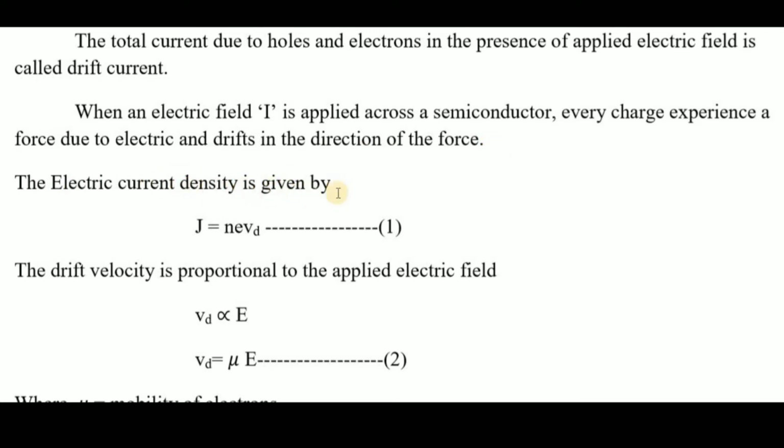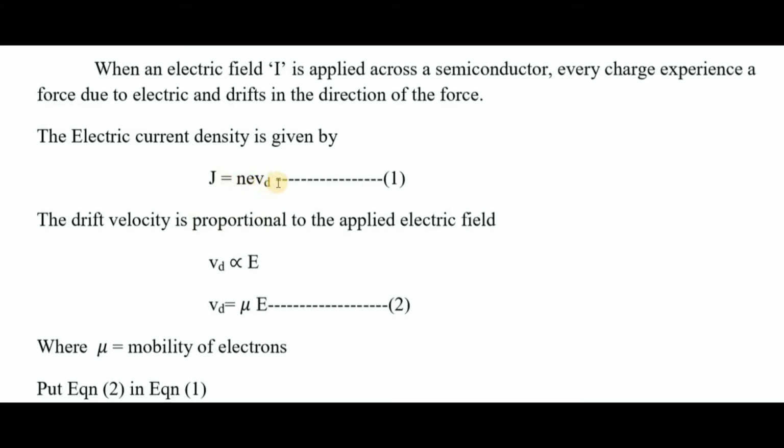The electric current density is given by J equals N e V_D. N means the number of charges per unit volume, e means the charge of each particle, and V_D means the drift velocity. This is equation number 1.